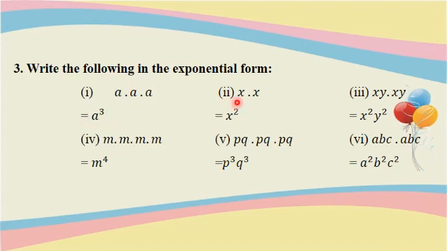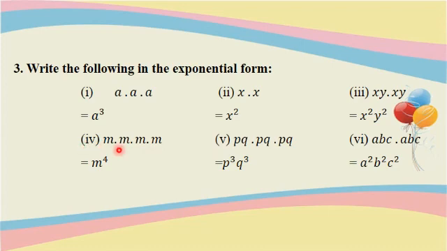In the second question, x into x. Again, two terms and both are like terms. So we will add their exponents, 1 plus 1, it becomes x square. In number 3, xy into xy. Two terms are there, but we are observing that two different variables are there, x and y. So we will add the exponent of x with the exponent of x, 1 plus 1, it becomes x square, and the exponent of y, 1 plus 1, it becomes 2. So the final answer is x square y square.